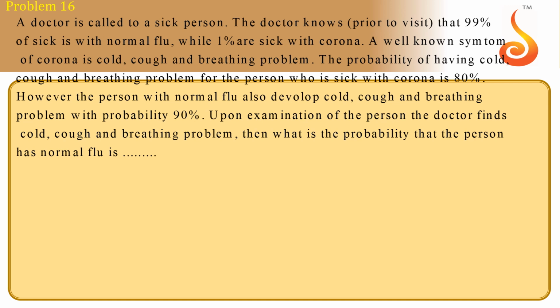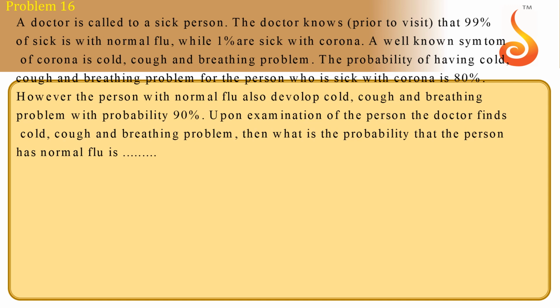So next problem, a doctor is called to a sick person. The doctor knows that 99% of the sick have normal flu, while 1% of the sick have corona. A well-known symptom of corona is cold, cough and breathing problem. The probability of having cold, cough and breathing problem for a person sick with corona is 80%. However, a person with normal flu also develops cold, cough and breathing problem with a probability of 90%.